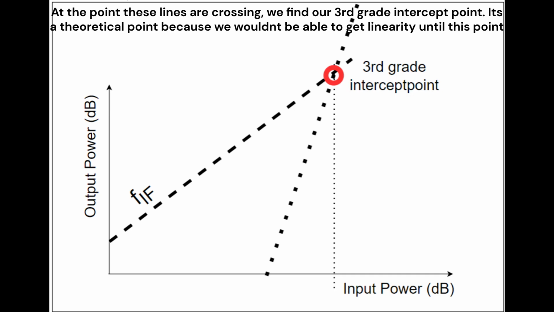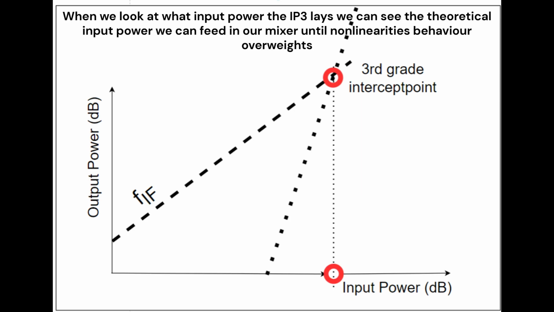At the point where these lines cross, we find our third-order intercept point. It's a theoretical point because we wouldn't be able to keep the mixer linear up to this point. When we look at what input power the IP3 lies at, we can see the theoretical input power we can feed in our mixer until nonlinear behavior outweighs.